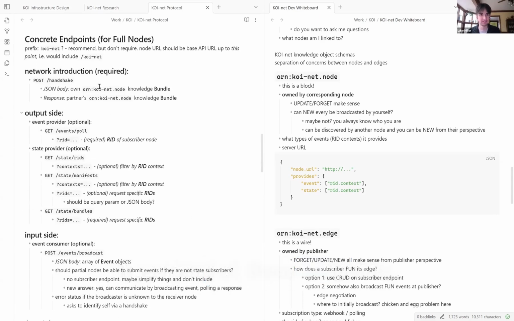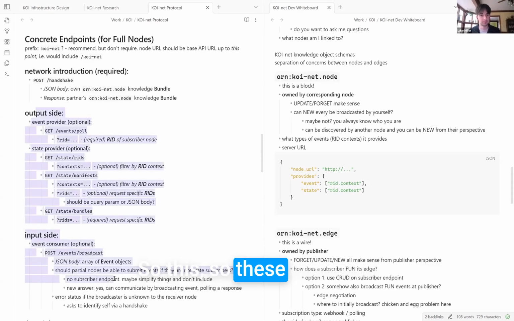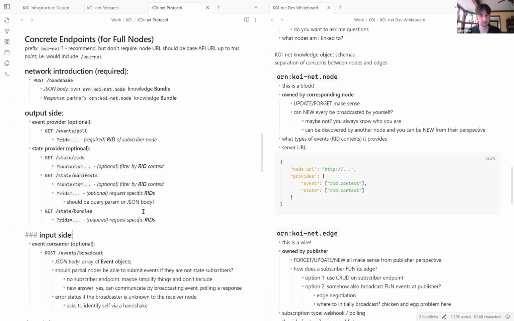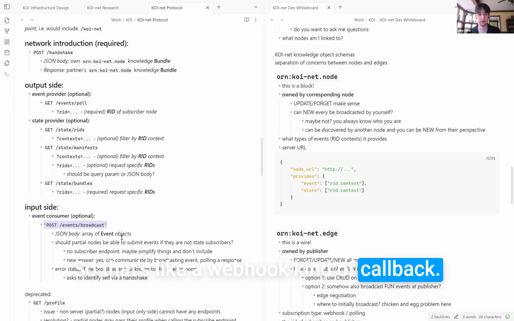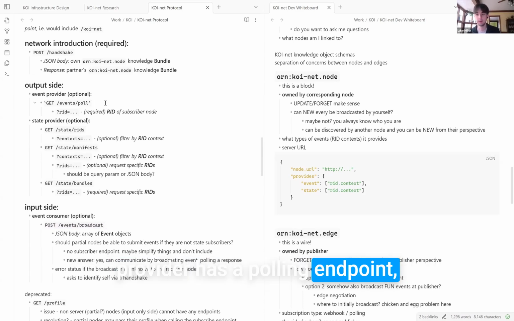Yeah, the last bit I'll share here is these endpoints. This is taking that abstract node model and trying to put it into something more concrete. These represent the input and output sides. The event streaming is done through two methods. There's a post endpoint on the recipient, like a webhook callback. The other option is that the event provider has a polling endpoint, which allows other nodes that don't have to be their own servers to integrate with KOI.